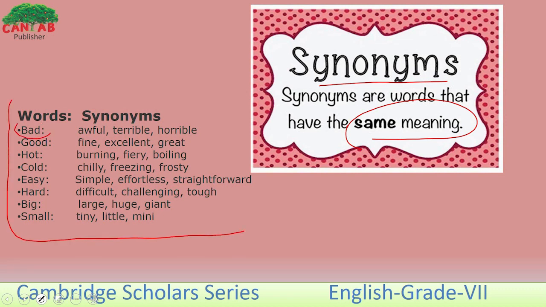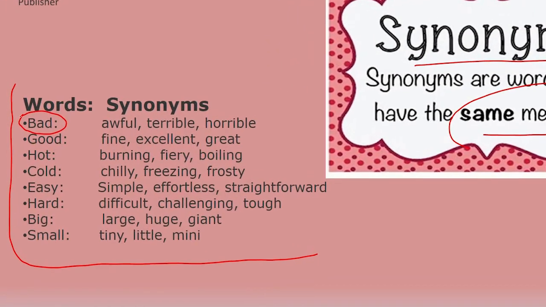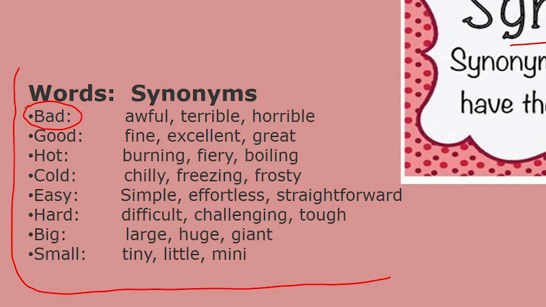There is a word "bad" here. What will be the words which have the same meaning as bad? For the word bad, we have 3 synonyms here. You can find more in your dictionary. Awful, terrible, horrible. Look at the second one, good: fine, excellent, great. These 3 words are synonyms of the word good because they have the same meaning.